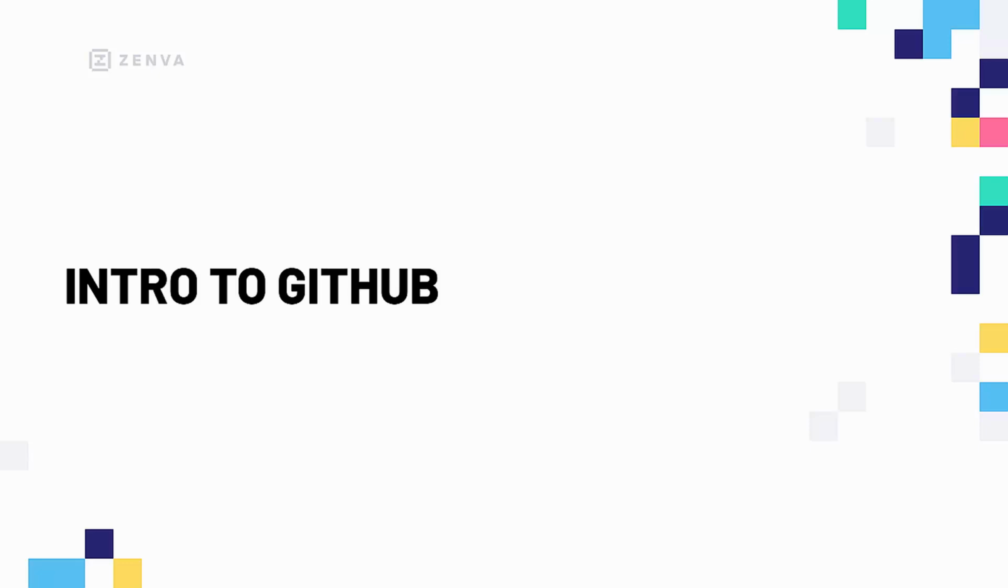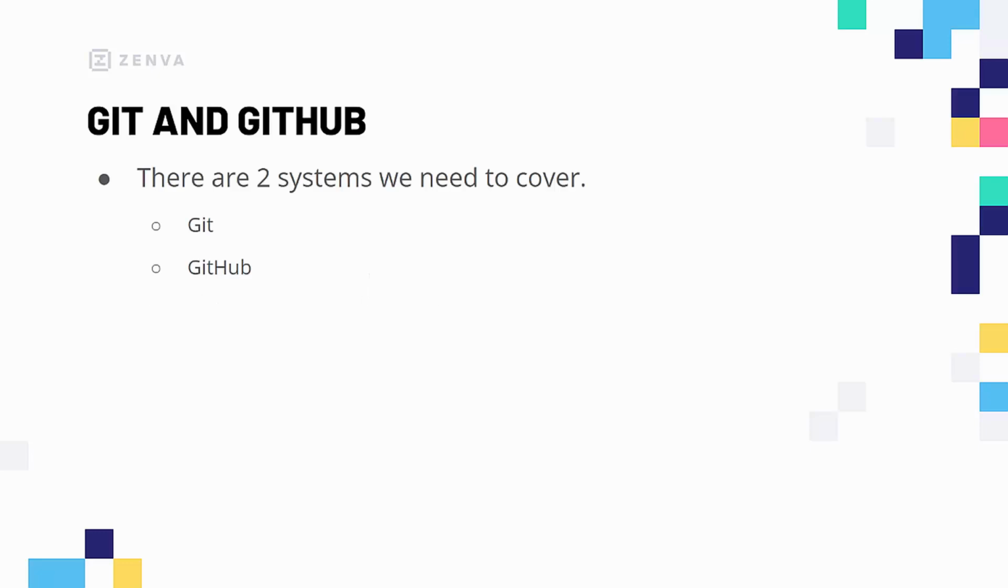Hey everyone, in this lesson we are going to have an introductory look at GitHub and why you would use it as a Unity developer. So first of all, there are two main aspects or systems that we need to cover. The first one is going to be Git and the second one is going to be GitHub. Okay, these are two different things, but at the same time they're kind of the same in many ways.